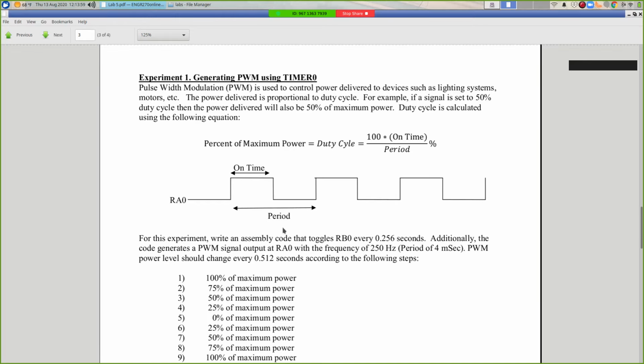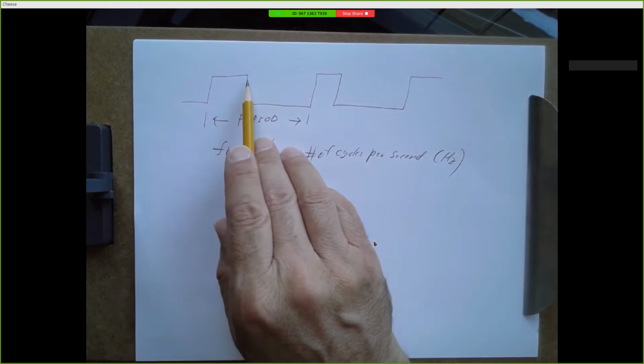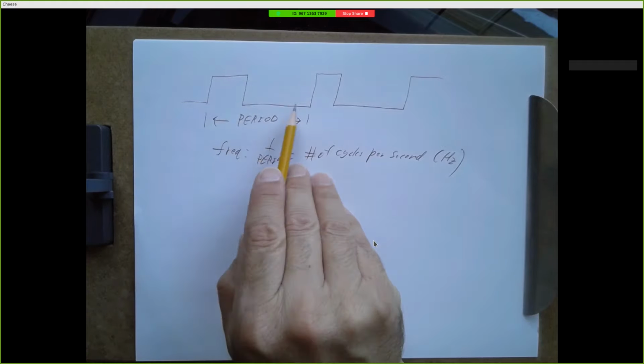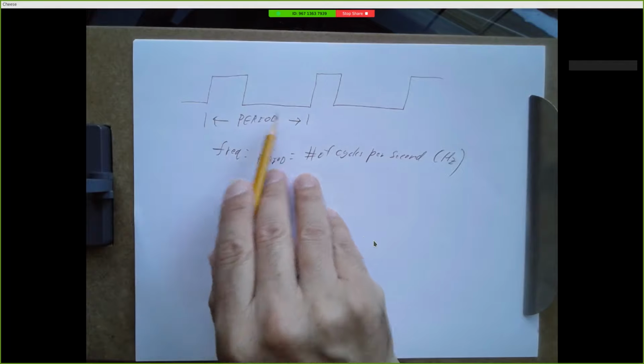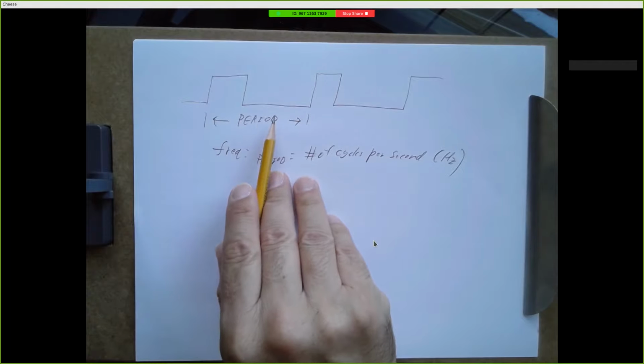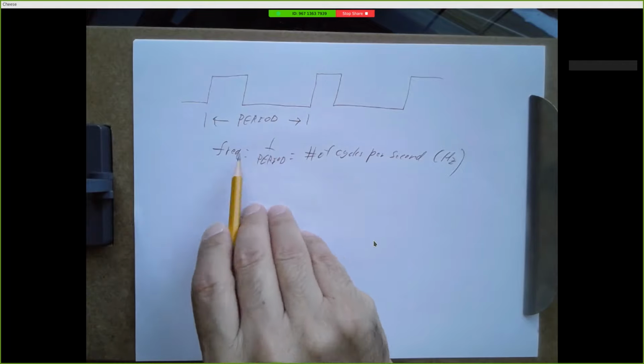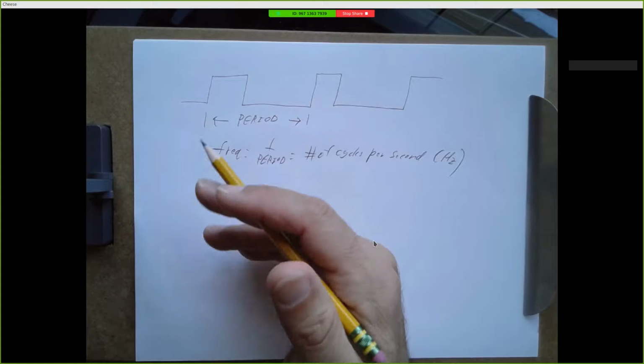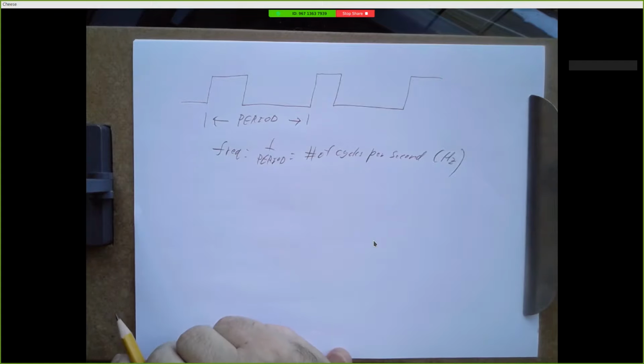So when we say that we want to toggle every quarter of a second, that means go high after a quarter of a second, go low after a quarter of a second, go high. You're talking about a period of half a second. If your period is 0.5, your frequency is 1 over 0.5, which is 2 cycles per second.